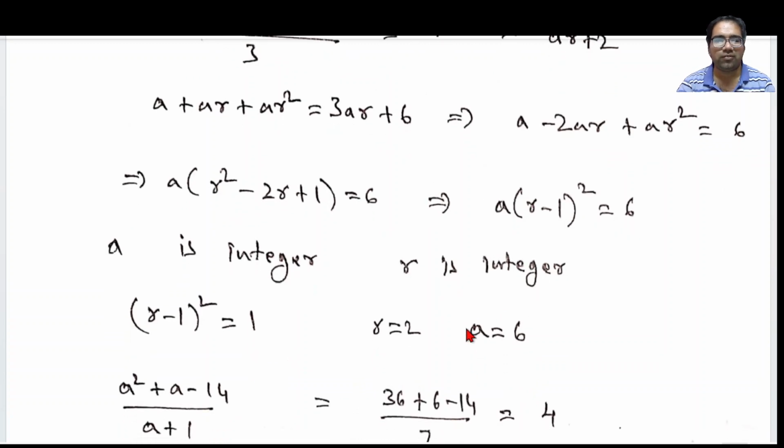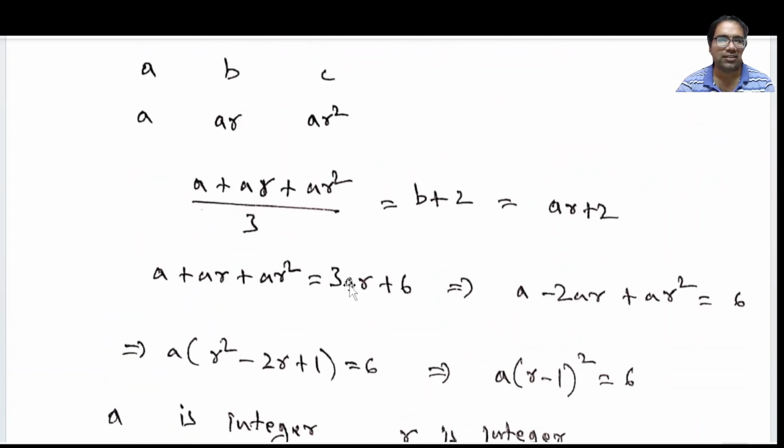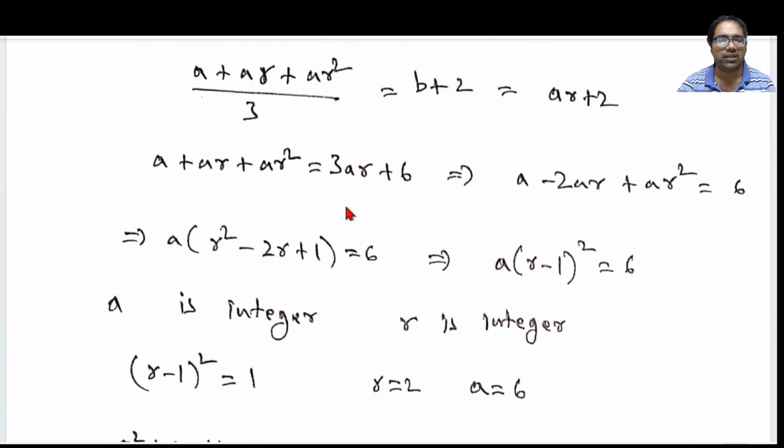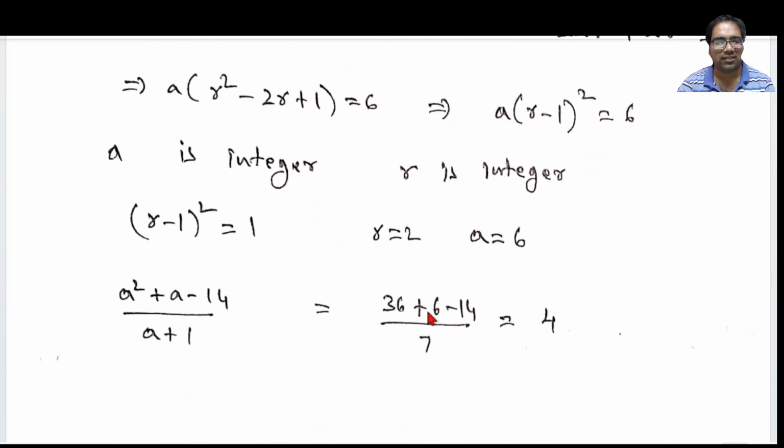Right. Now we found out what a is. a is 6. Let's directly substitute in this expression. 6 square plus 6 minus 14 by 6 plus 1. Right. 36 plus 6 minus 14 by 7. This becomes 28 by 7, which is equal to 4.